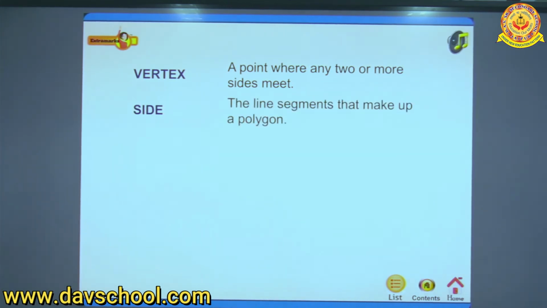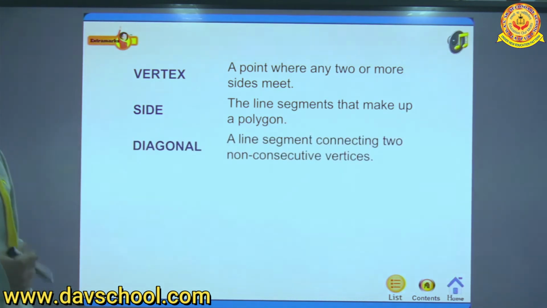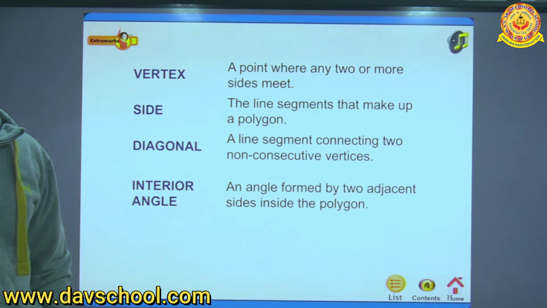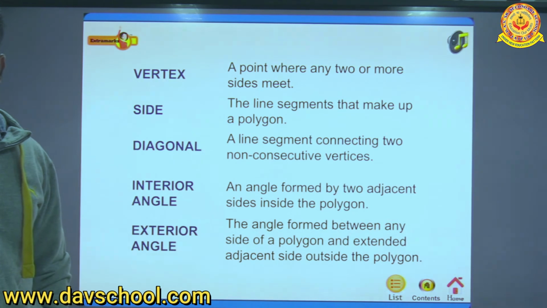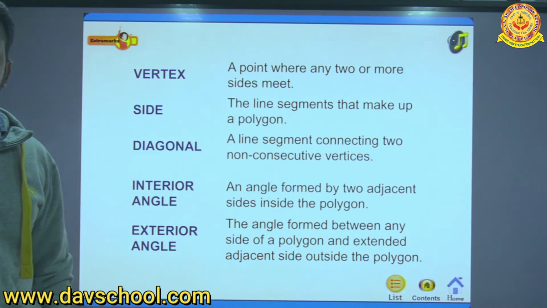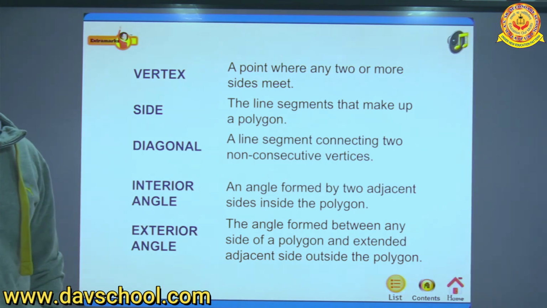Okay, look at this. Now these are some key points. The vertex: a point where any two or more sides meet. That common point is called a vertex. Sides: line segments that make up the polygon, because a polygon can only be made by line segments. Why are we calling them line segments? Because they are straight lines. We know that a line can be straight, but it has no length. If we cut it at a suitable length, we call it a line segment, because it is a line, but it is a segment of that particular line. It's a measurable segment. Yes.